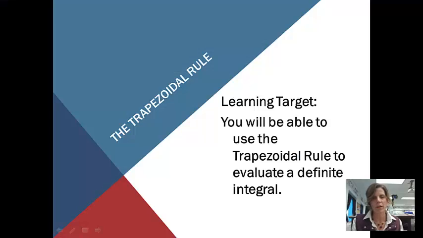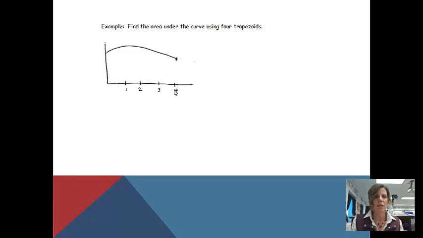One way of finding the integral of a function is using a Riemann sum, which calculates areas of rectangles and adds them together. There actually is a more accurate way of finding the area under a figure, and it's using the trapezoidal rule. At the end of this lesson, you'll be able to use the trapezoidal rule to evaluate a definite integral.